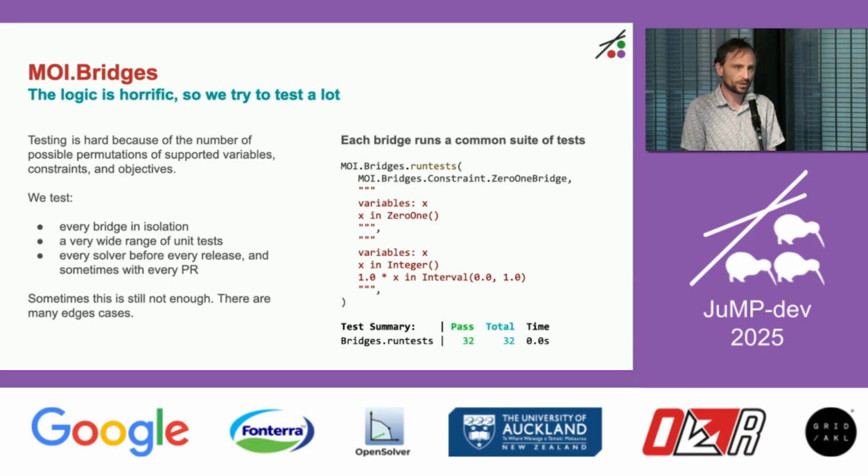So we kind of test every bridge in isolation like this. We also run a very wide set of unit tests for every solver. And then before we release each version of MOI, we test every single solver that we know about to ensure that we haven't made any changes to MOI that broke any of the solvers. This is kind of still sometimes not enough, and often if there's an issue in MOI, it's often an issue in the bridges.